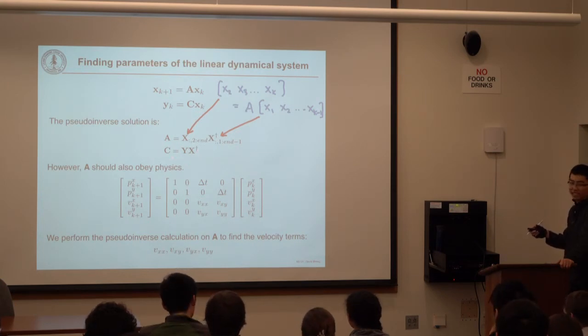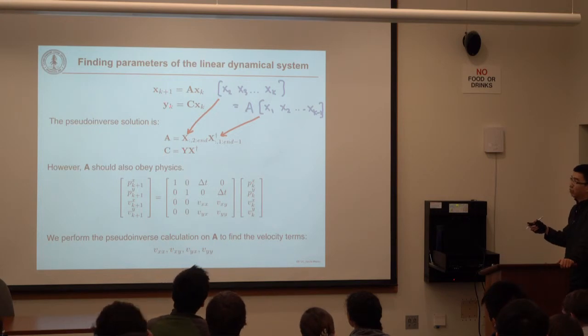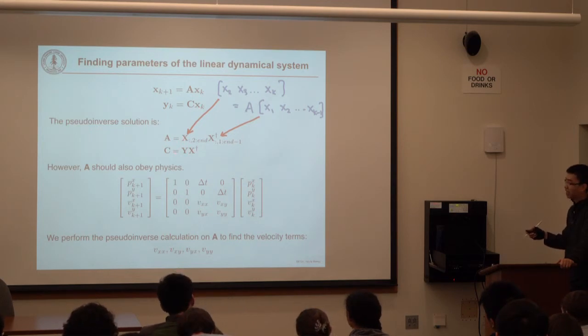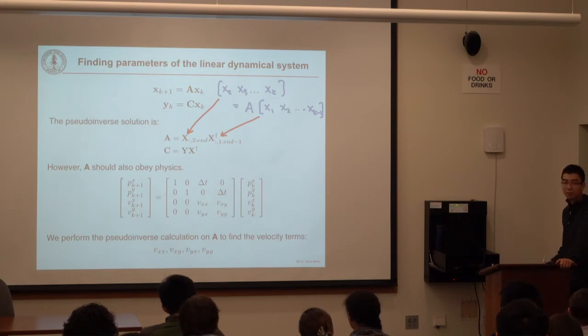This is exactly the same as the linear optimal estimator. We'll take all of our y's, concatenate them. That's the big matrix Y. Take all of our x's, concatenate them. That's this big matrix X. And so C is just equal to Y times the pseudo-inverse of X. Okay.